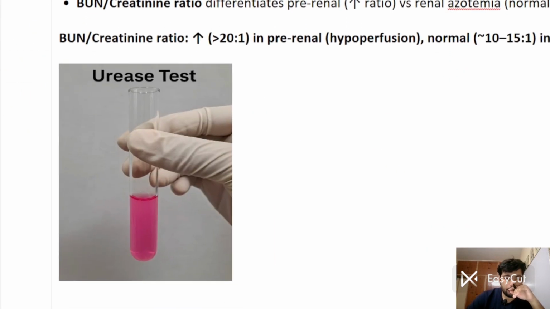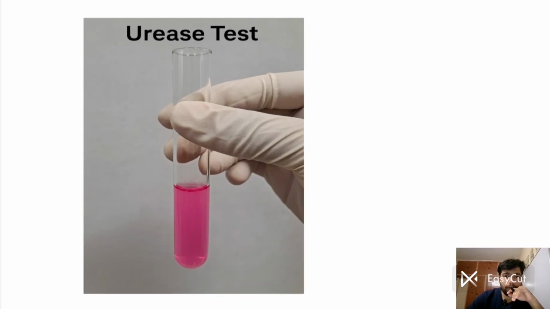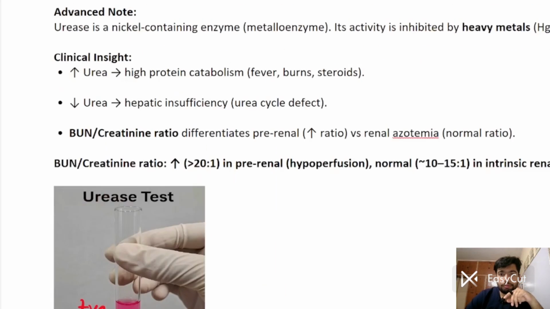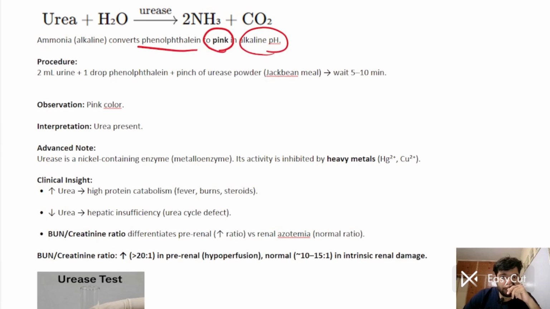You can see this very nicely. This is a urease test, and this is a positive test, because very nicely you can see the pink color is formed. In interpretation, you should note that urea is present. Urease is a nickel containing enzyme, so its activity will be inhibited by heavy metals like copper and mercury.